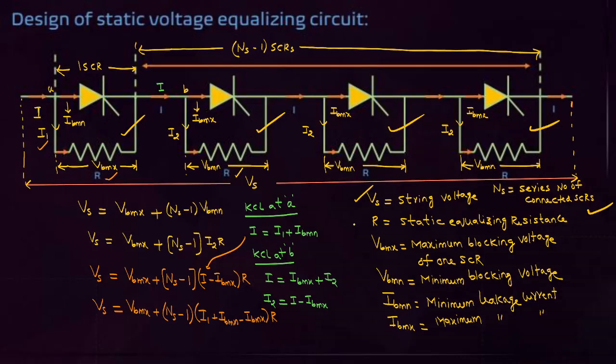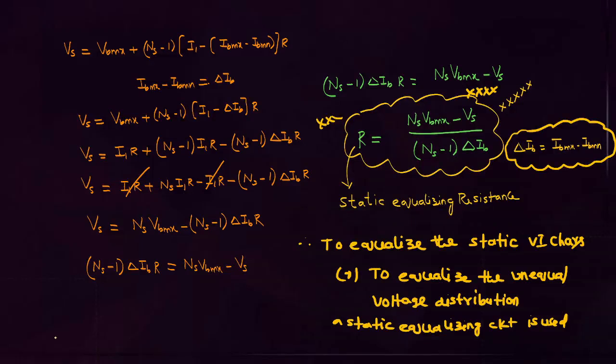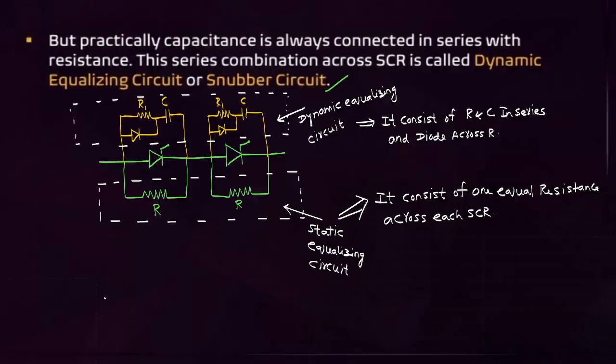Vs is the swing voltage. R is the static equalizing resistance. VBMX is the maximum blocking voltage. VBMN is the minimum blocking voltage. IBMN is the minimum leakage current. IBMX is the maximum leakage current. This formula is mainly to remember. Next.